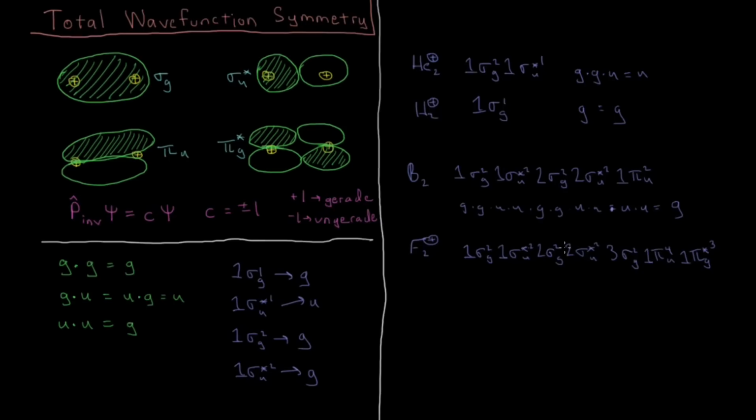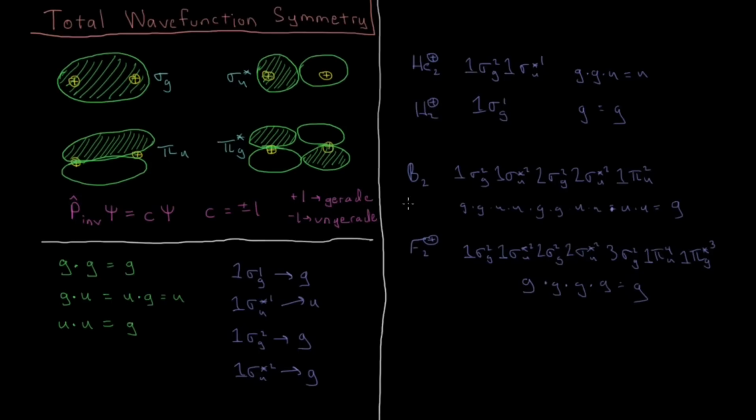All of these orbitals are doubly occupied, or fully occupied in their subshell, so they're going to give us a g for the total. Then at the end we have 3 electrons, an odd number of electrons, in this pi star g orbital. So those are all going to be times g. So the total result we end up getting there is g. Gerade for the total case.